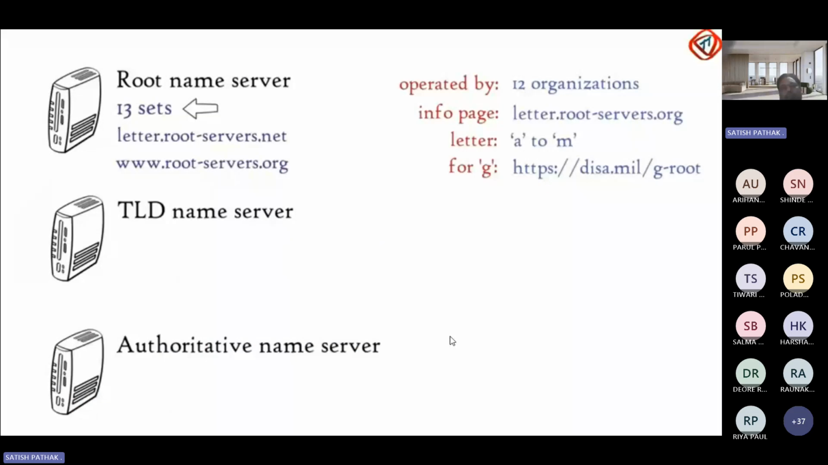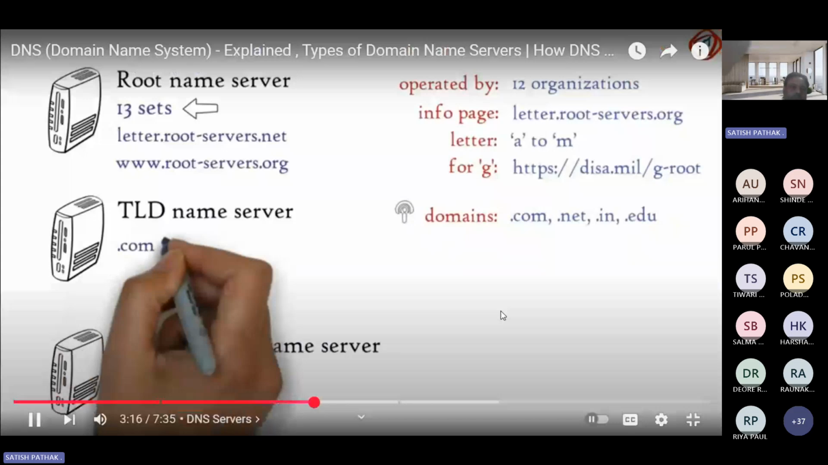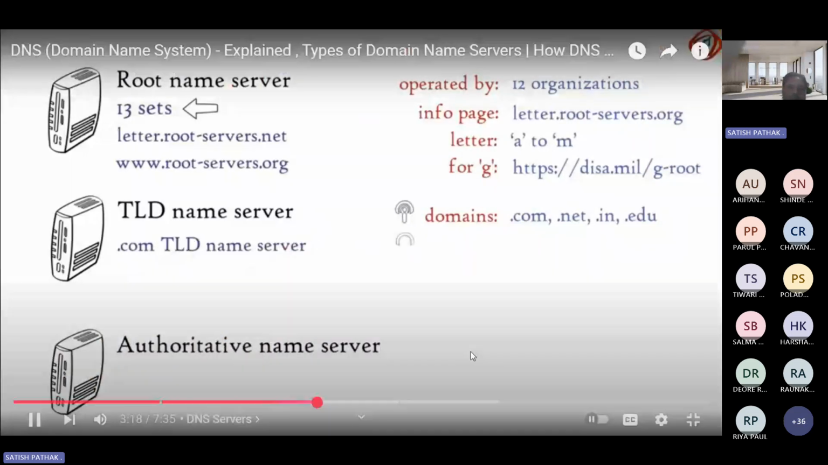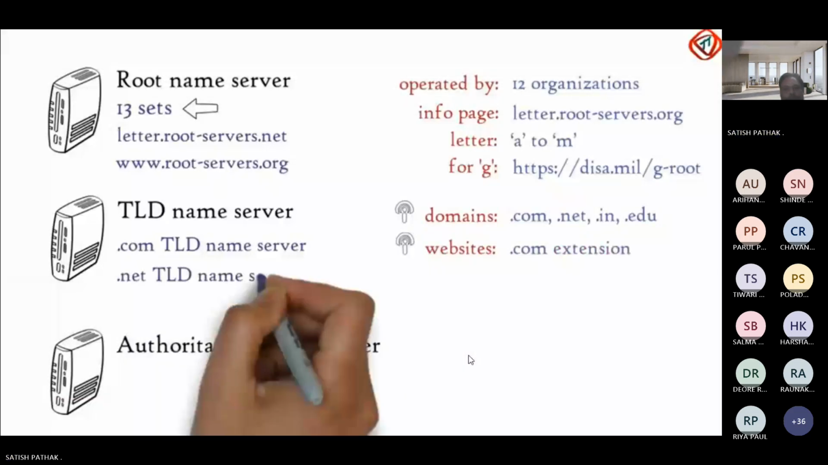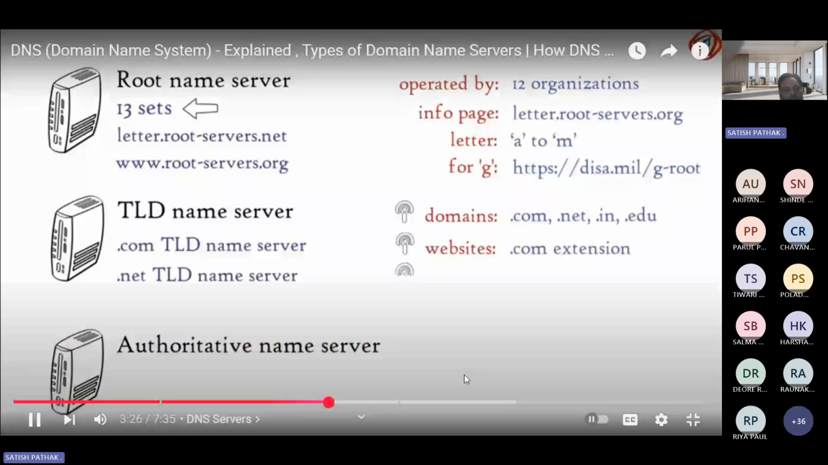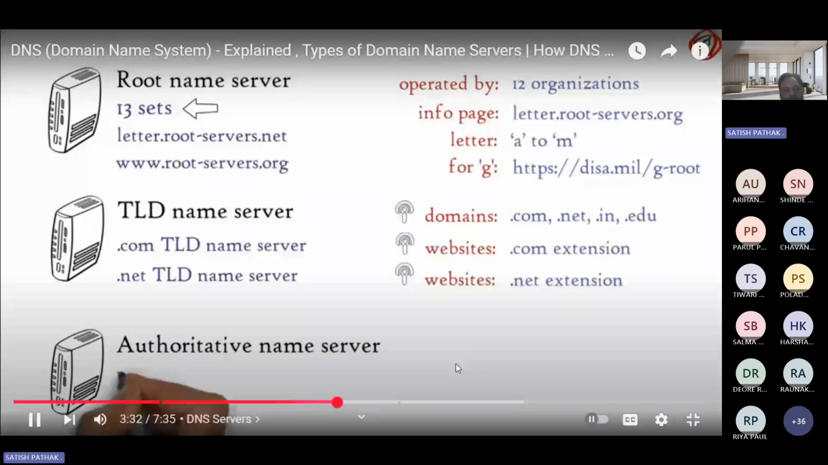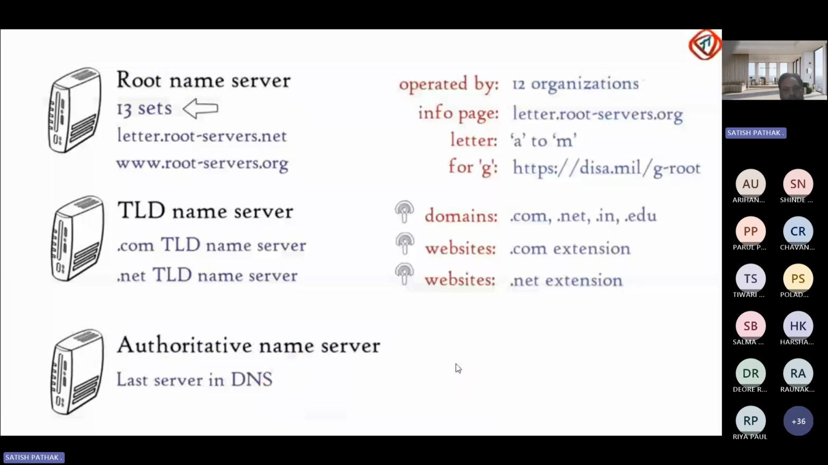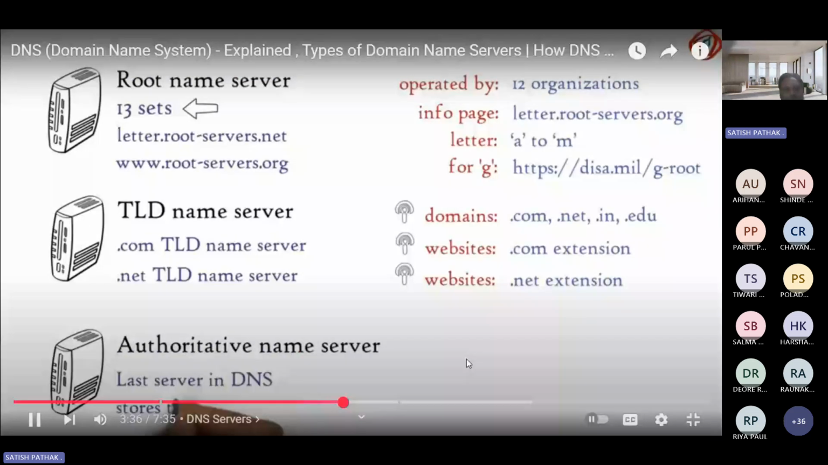TLD name server stores the information of all domains sharing a common domain extension. For example, .com TLD name server stores the information of all websites ending with .com extension. .net TLD name server stores information of all .net websites, and so on. Authoritative name server is the last server in the domain name system. It stores the IP address of the requested website.